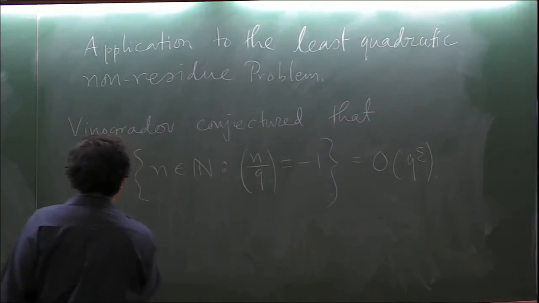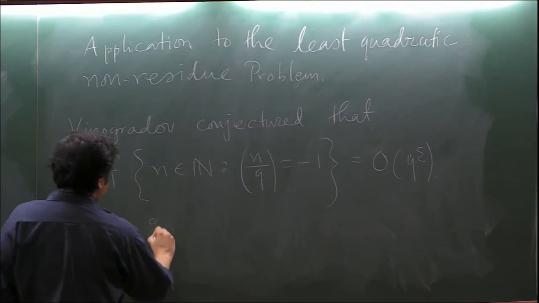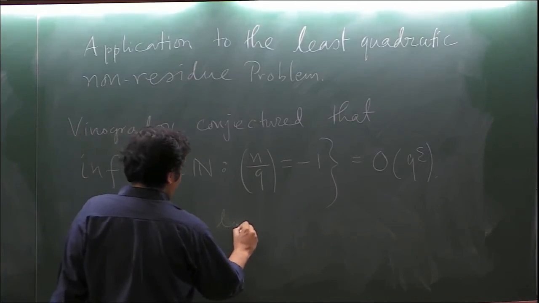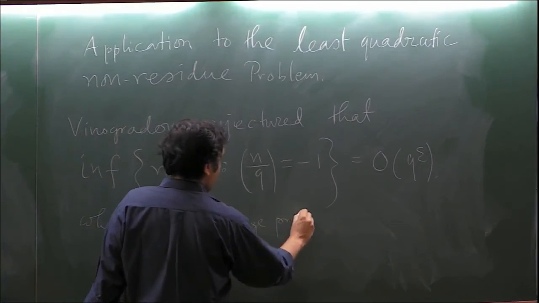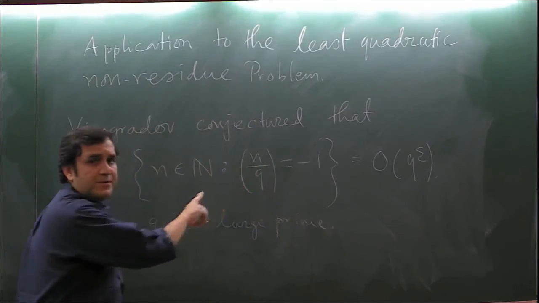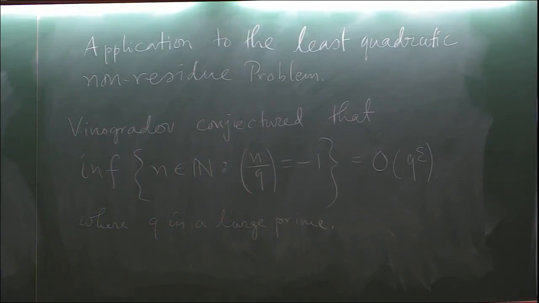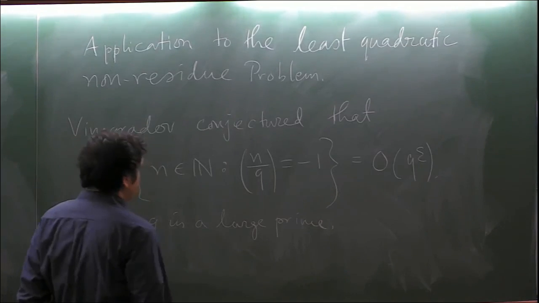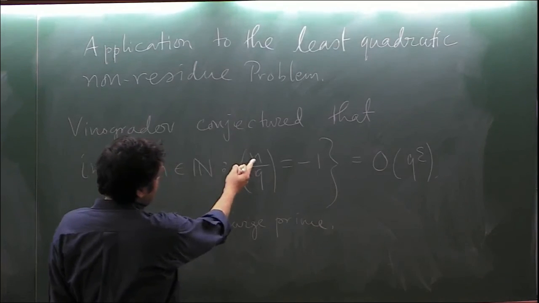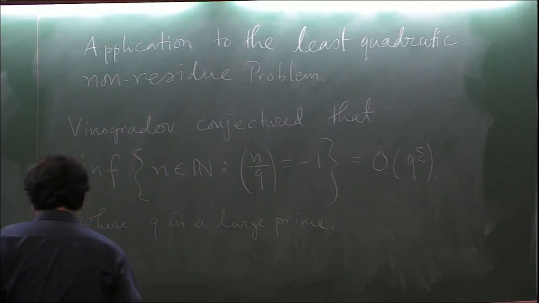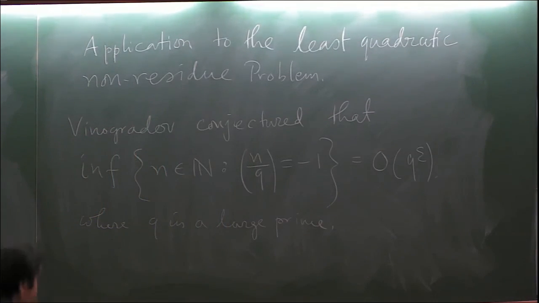Where q is a large prime, and I hope everyone knows this notation. This n upon q is the quadratic residue symbol, the Legendre symbol. So this means that there is a solution to x square equal to n mod q. Okay, so this is wide open, and usually this is approached by bounds on character sums.